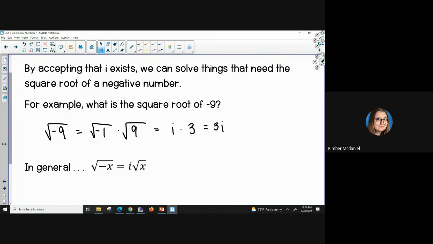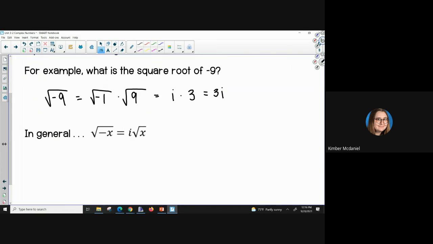So the square root of -9 equals 3i. In general, if you have the square root of -x, with x being any number you can think of, we can rewrite that as i square root of x. Using that little, it's not really a formula, but still, let's take the square root of -81. If the square root of -x can be rewritten as i square root of x, we can rewrite the square root of -81 as i square root of 81.